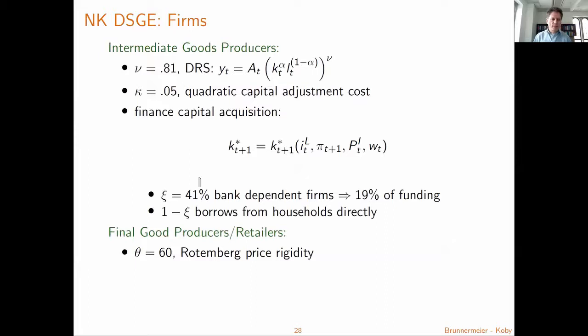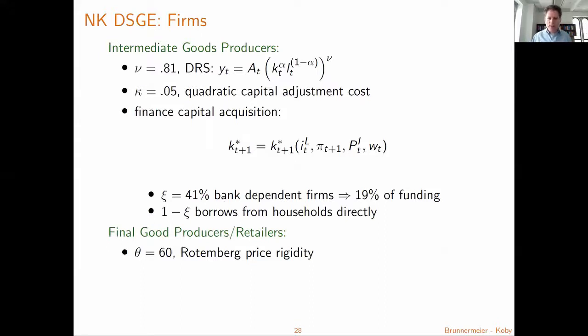In terms of the firms, as I mentioned, there are 2 types of firms. They're the intermediate goods producers. They have a standard Cobb-Douglas production function, but with decreasing returns to scale, with this nu being 0.81. They have quadratic adjustment cost functions. And importantly, for the US, we assume that 41% of the firms are bank dependent and 59% are bank independent. Of course, the bank-dependent firms in the model will be smaller because there's an intensive margin adjustment, and the bank-independent firms can borrow essentially outside of the banking system. They will be bigger because they get cheaper funding.